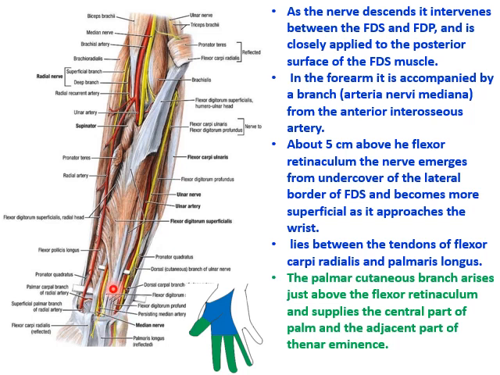So when this flexor digitorum superficialis is reflected, the median nerve is seen plastered to the posterior surface of the flexor digitorum superficialis. In other words, in the forearm, the median nerve is between the flexor digitorum superficialis and flexor digitorum profundus. As it descends down in the forearm, it is accompanied by an artery, which is a branch of the anterior interosseous artery, by name arteria nervi mediana, which is regarded as the remnant of the axis artery of the upper limb.